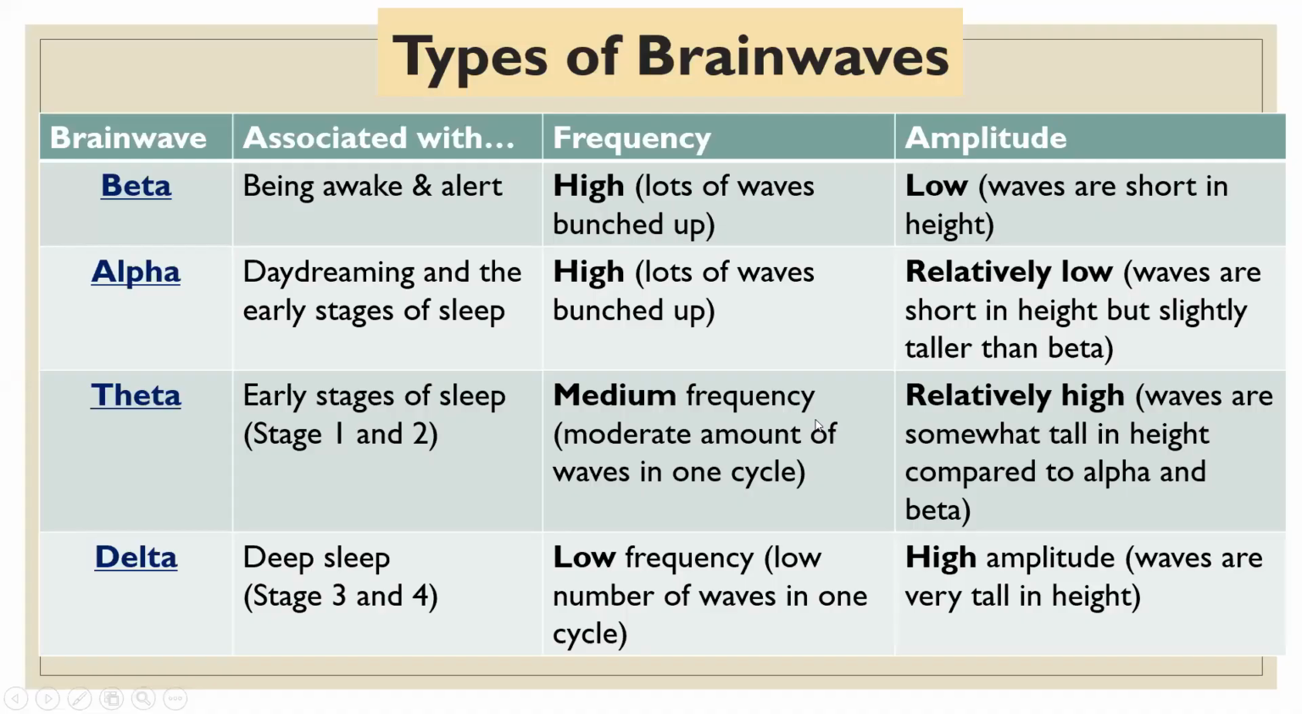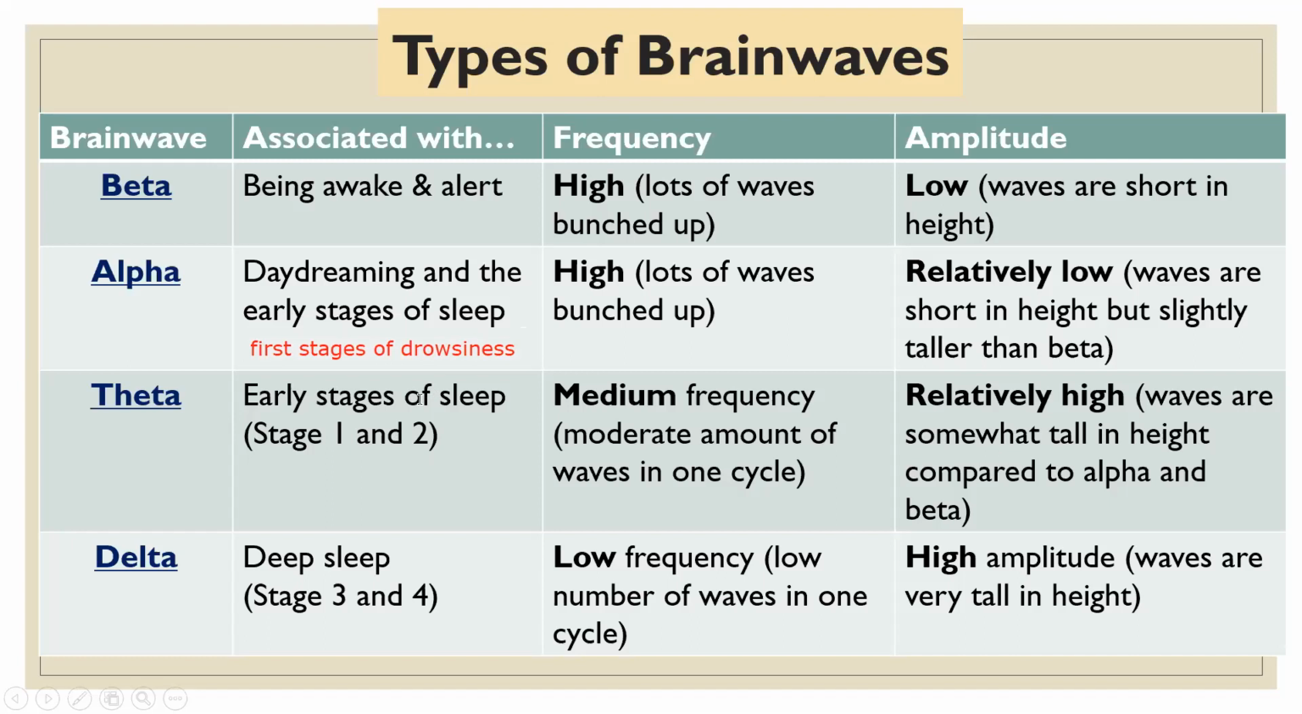Just to give you a really good summary, and use our nice bunched up and height words, short, tall, to make it more simple, this is a table. Beta, I'll give you a memory tip for remembering this as well, but for now, beta is associated with being awake and alert. Alpha is associated with daydreaming and the early stages of sleep, but it's probably more accurate to say the first stages of drowsiness. This is the point where you're like, okay, I actually got to go to bed now, I'm tired. So the first stages of drowsiness there.